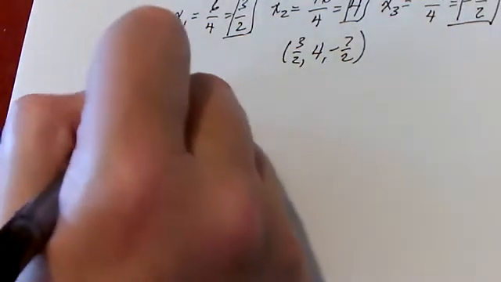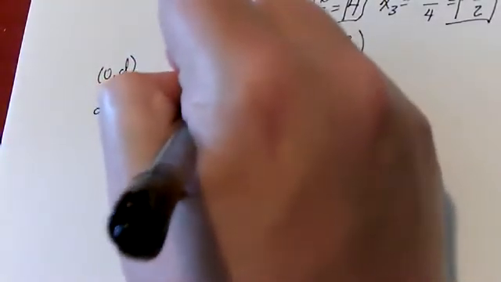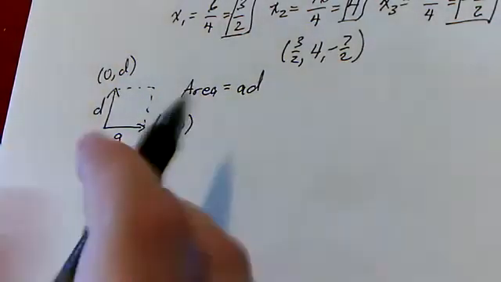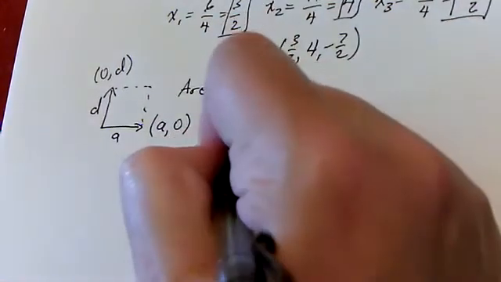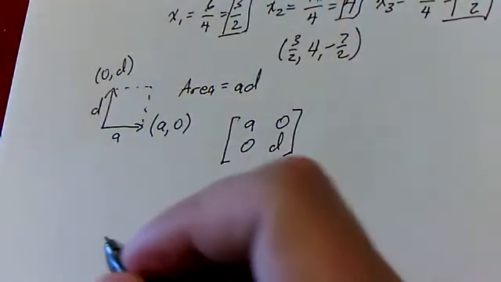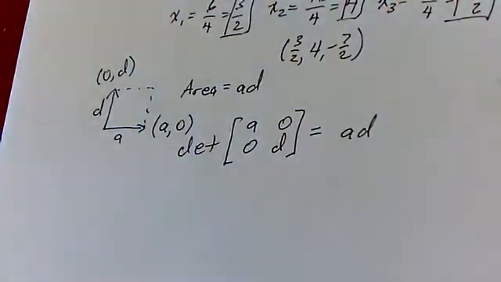And we're going to look for the area of this space. Well, I know this side length is A, and I know this side length is D. So the area of that rectangle should be A times D. But I also know if I have these two vectors, I could make a matrix, A, 0 and 0, D. And if I take the determinant of this matrix, I get A times D.